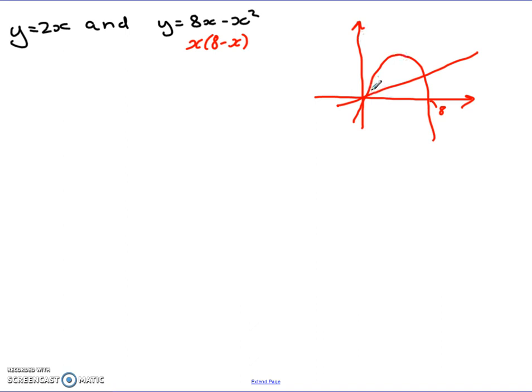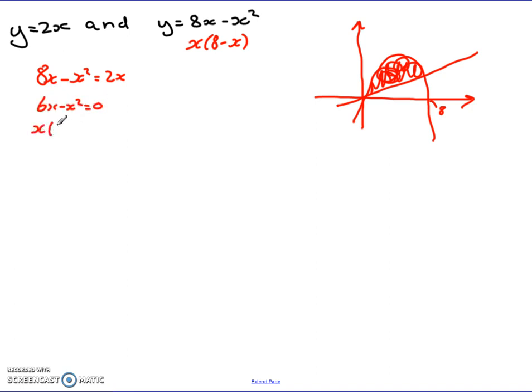So I know the area between the two curves I'm calculating is this one here. That there's the area I want. So what I need, points of intersection for my limits, then calculate the integral. For the points of intersection, set them equal to each other. So I've got 8x minus x squared equals 2x. Shift it over and solve it and I get 6x minus x squared equals 0.